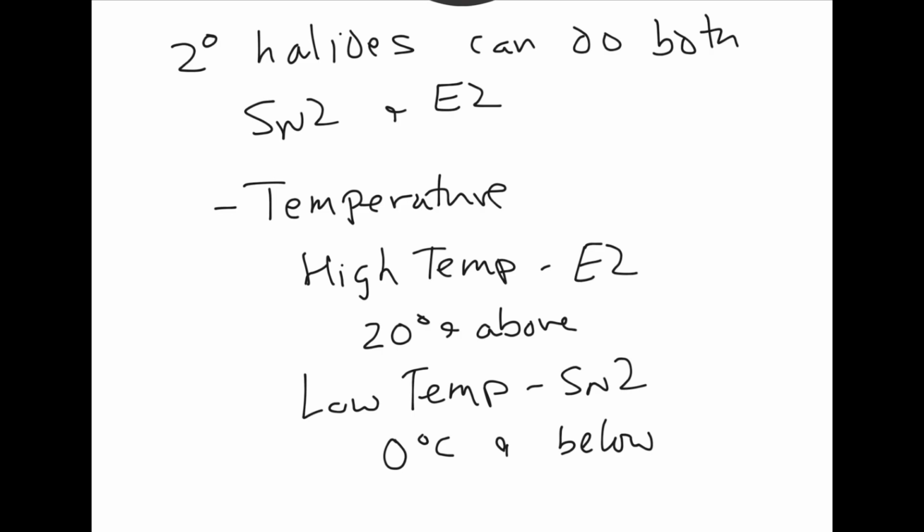Now you might be thinking, what about 10 degrees? That is a jerk move. I'm not going to give you anything in the gray area. 0 and below, substitution. 20 and above, elimination. No numbers from me between 1 and 19. Not going to do it. So I keep it very cut and dry. What's nice is we can use this same high temp, low temp differentiation for E1 and SN1 as well. So basically, high temperature is going to favor all of our eliminations. Low temperature is going to favor all of our substitutions.